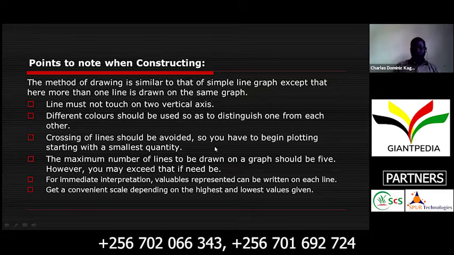For immediate interpretation, the variables represented can be written on the line. For example, if you have line graphs, you can write on them if there are very many. But for bar graphs, you don't. For line graphs, you can write on each of them so that you are able to interpret that it's maybe for crop X or crop Y, or the year.